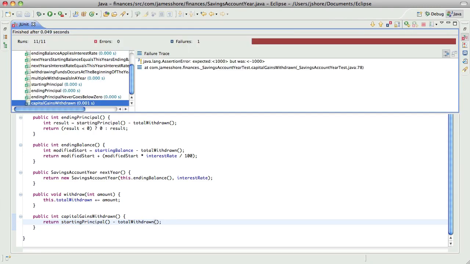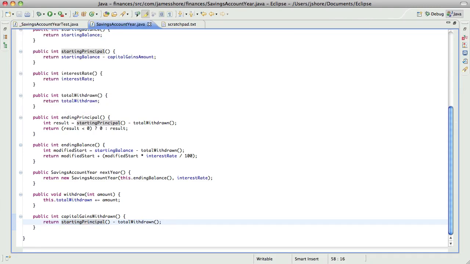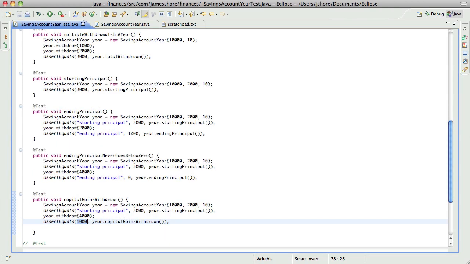Expected 1,000, but what's minus 1,000? We need to minus 1 times the whole thing. Just a silly little math error there. Okay, there's our green bar.